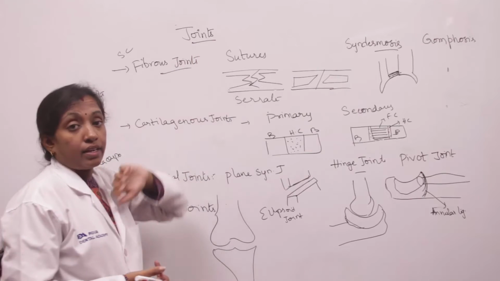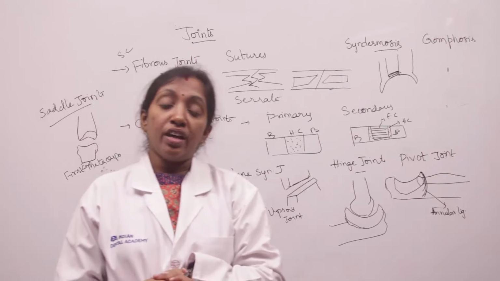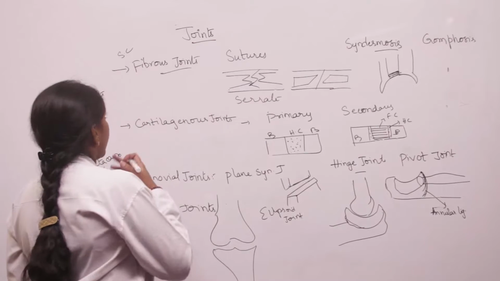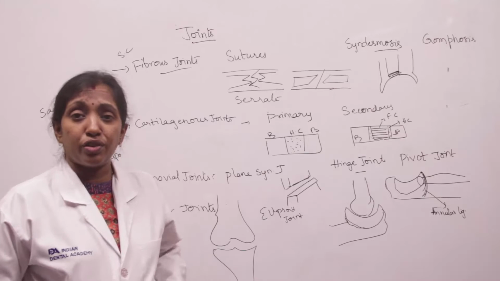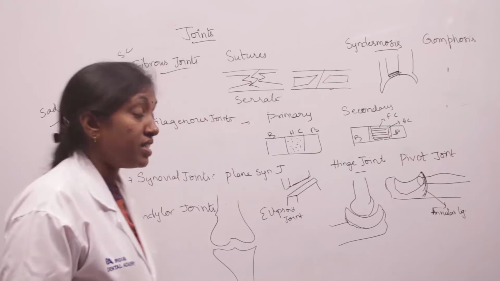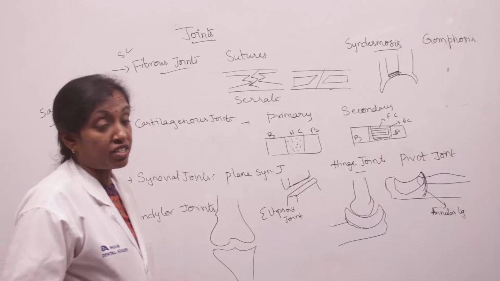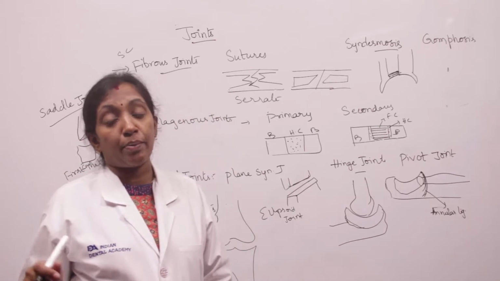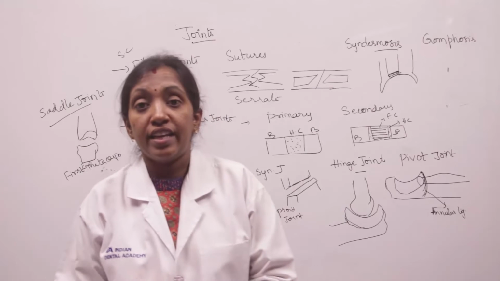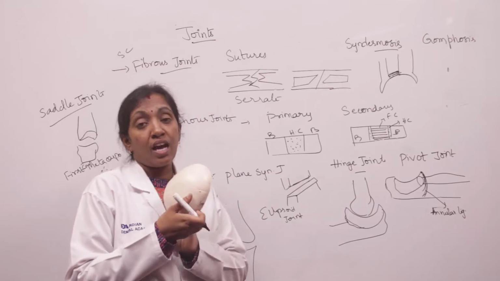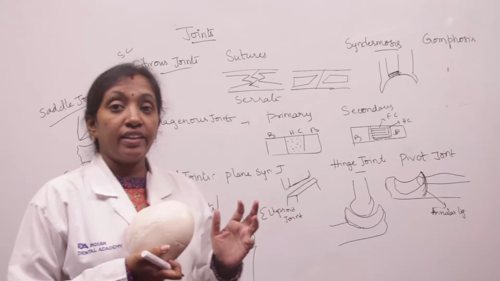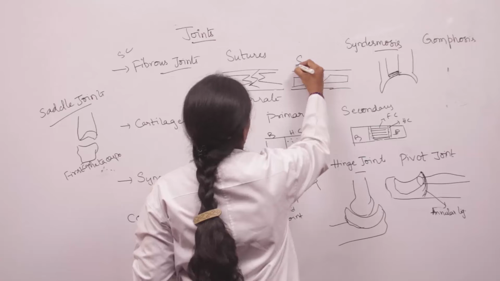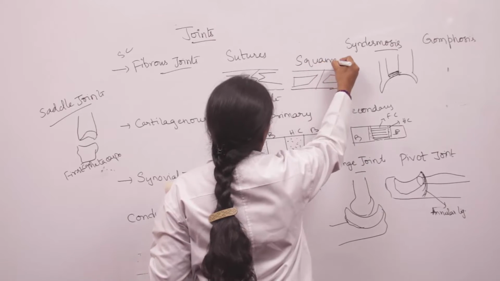Joints are the connection between two or more bones, and they allow the movement of the bones. Coming to the structural classification of joints, we have fibrous joints. Fibrous joints include sutures, syndesmosis and gomphosis. Sutures are mainly seen between the sutural bones in the vault of the skull. The sutures may be denticulate, serrate, or squamous.